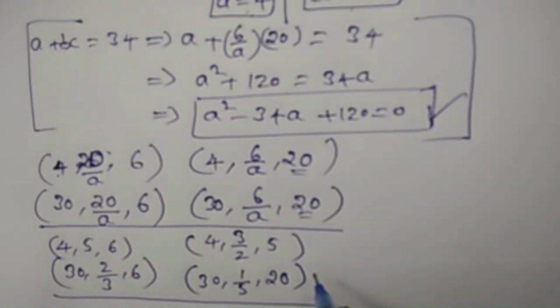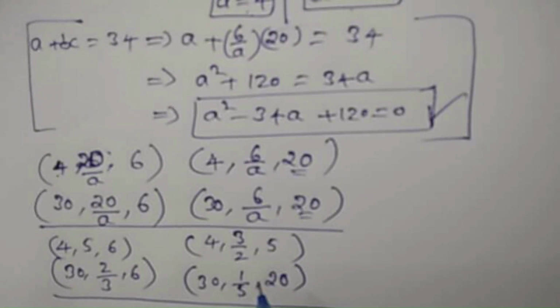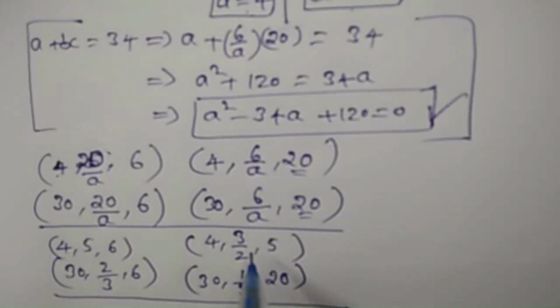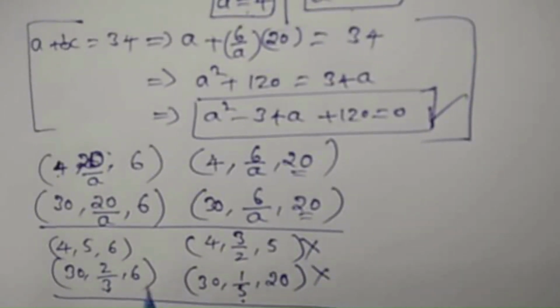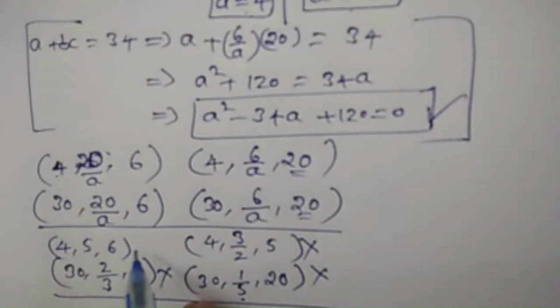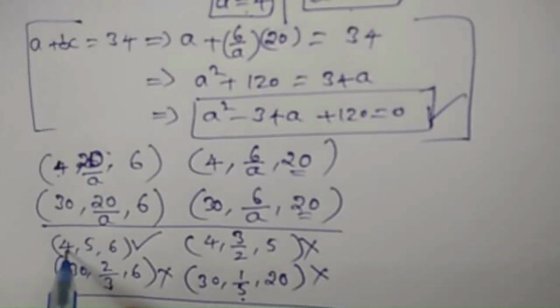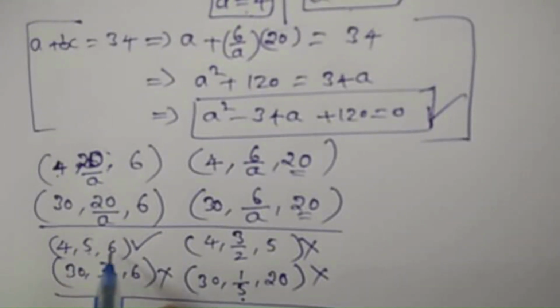But in the question, it is given that a, b, c are positive integers. But here we can see it is a fraction, not an integer. This is also a fraction and this is also a fraction. So we can ignore these combinations and our final answer is 4, 5, 6. a is equal to 4, b is equal to 5, c is equal to 6.